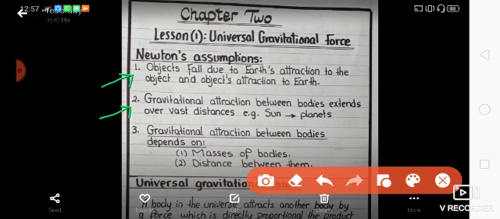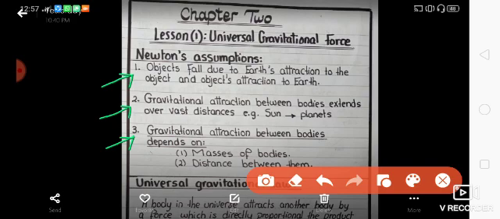2. Gravitational attraction between bodies extends over vast distances. For example, between the Sun and planets or between Earth and the Moon. 3. Gravitational attraction between bodies depends on: 1. Masses of bodies. 2. Distance between them.